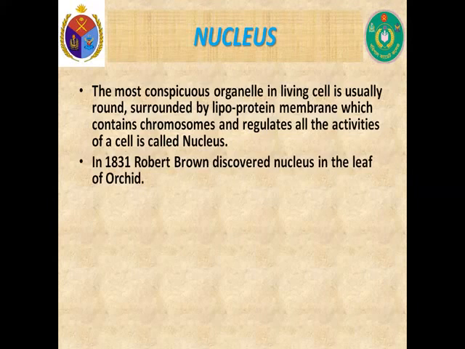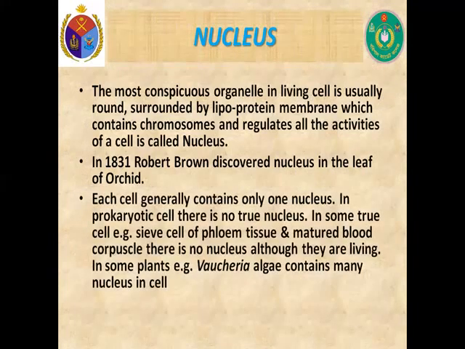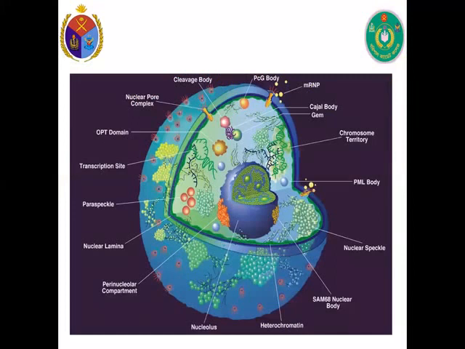In 1831, Robert Brown discovered nucleus in the leaf of orchid. Each cell generally contains only one nucleus. In prokaryotic cells, there is no true nucleus. In some eukaryotic cells, like sieve cells of phloem tissue and mature blood corpuscles, there is no nucleus, although they are living. In some plants, like Vaucheria algae, there are many nuclei in a cell. Look at this, the different parts of a nucleus.